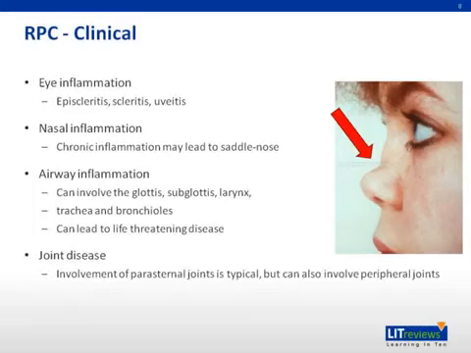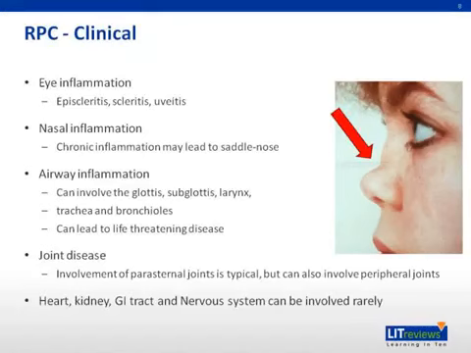Joints can be involved, most commonly the parasternal joints. Peripheral joints can also be involved. Other organ systems such as the heart, kidneys, GI tract, and nervous system are rarely, if ever, involved. Constitutional symptoms like fever, malaise, and fatigue are common, especially in those with more severe disease.